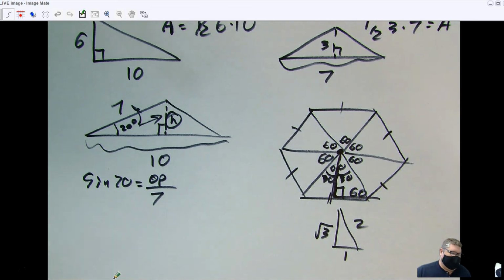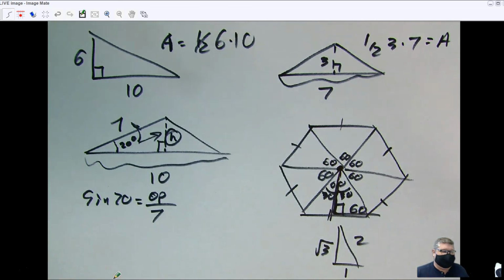So before long, the area of a triangle is going to become the basis of all the different areas that we need. All right, so that's areas of a triangle.